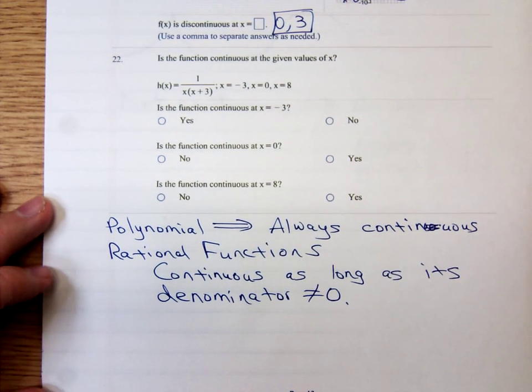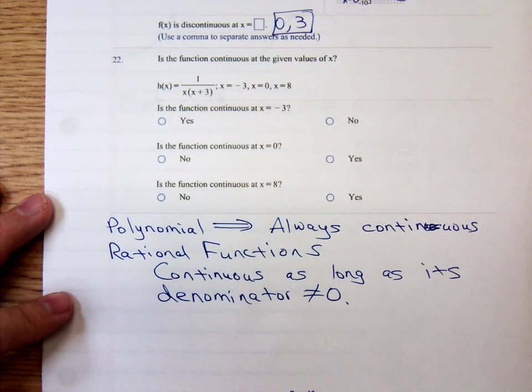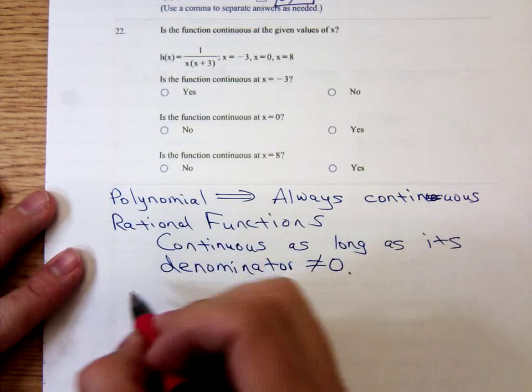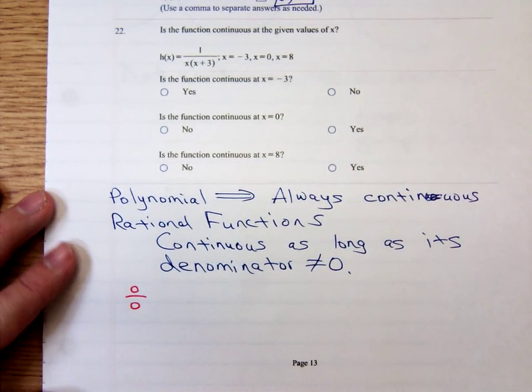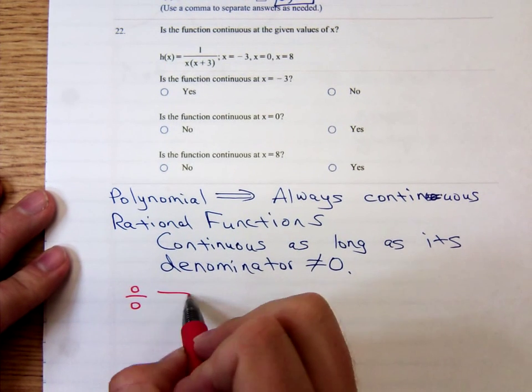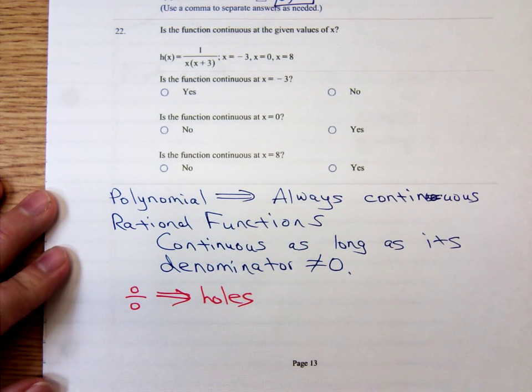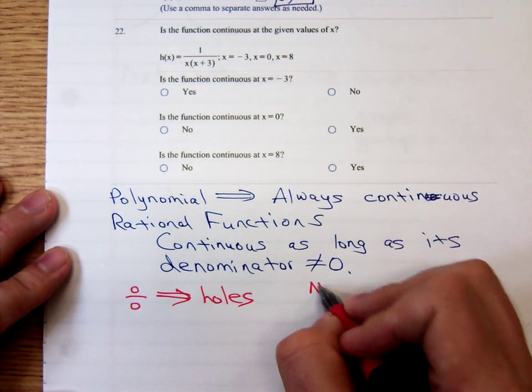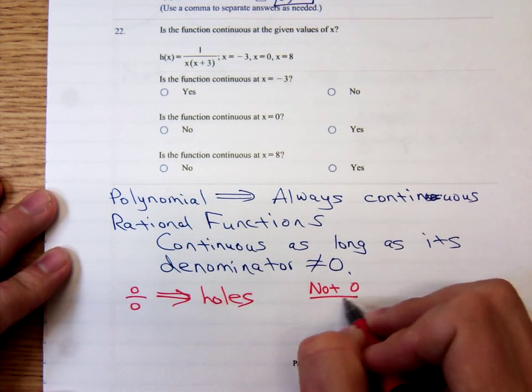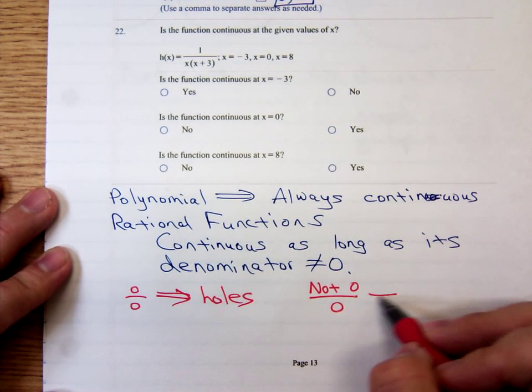Remember we said if we have a 0 over 0 case, that's one of those holes or missing points. If it's a non-zero over 0, not 0 over 0, that's when you have a vertical asymptote.